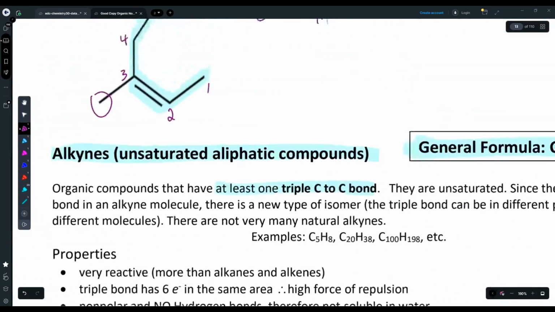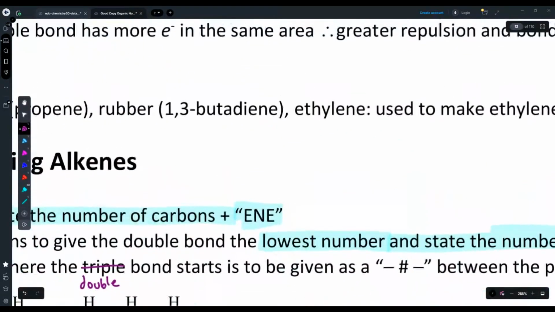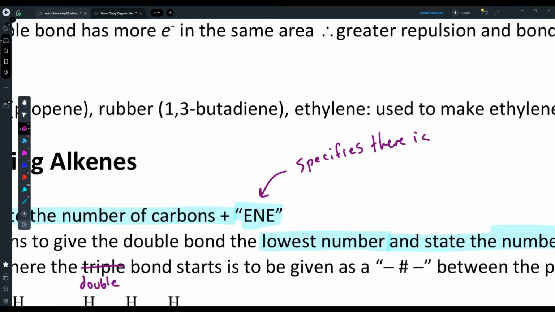Okay, so maybe let's actually go back and just write that in. Specifies there is a double bond in the compound. There we go.